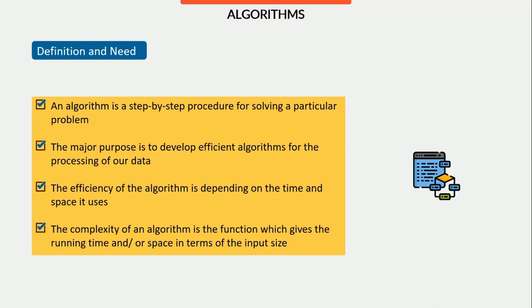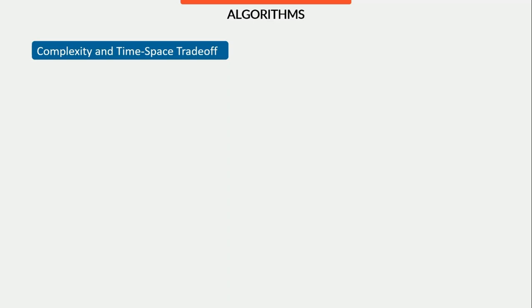So we need to study algorithms in order to understand data structures in a better way. We need algorithms to understand what time and what space a particular algorithm will take to implement any data structure. And we should have minimum time and space to implement any algorithm in order to have greater efficiency. Now let's start with complexity and time-space trade-off.